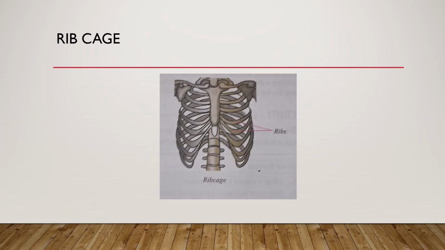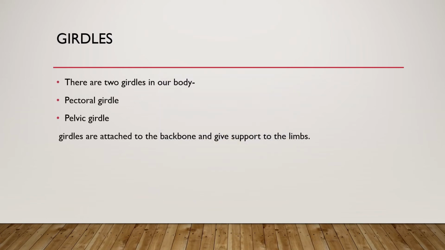Here you can see the structure of the rib cage. There is a front part, you can see there is a chest bone, and at the back the ribs are connected with the vertebral column. Then girdles. Now what are the girdles? Girdles are attached to the backbone and they provide support to the limbs. We have upper limbs and lower limbs, and the girdles support these limbs.